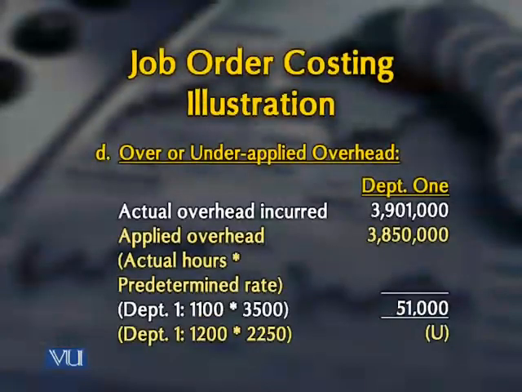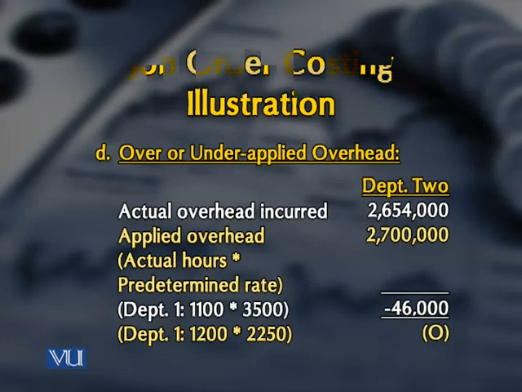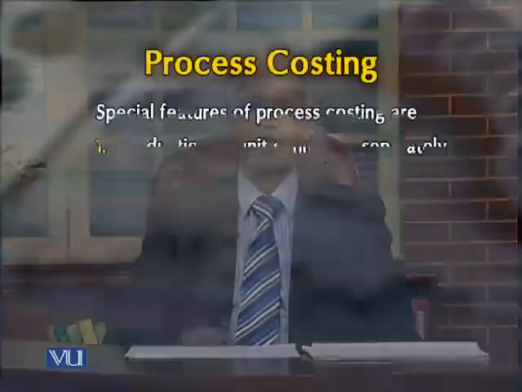But if you look from department to department, it's different. In Department 1, it is under absorbed, and in Department 2, it is over absorbed. So it's compensated basically, but again it's not a good idea that there should be so much difference in under and over applied, because later on when we come to ABC costing, you will find that distortion will not be there. So we will come to this later on.